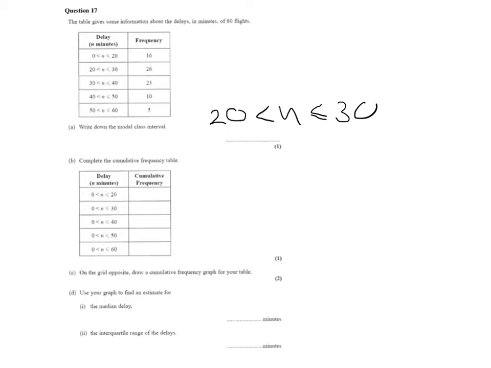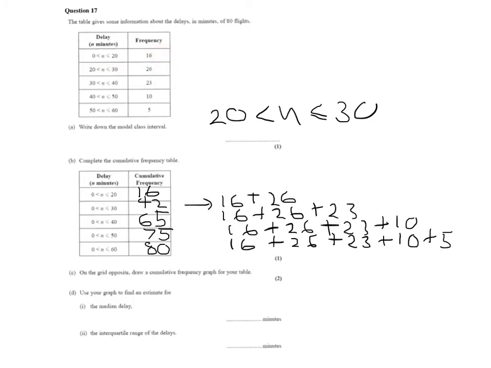Now on to the cumulative frequency table. So the first frequency will be the same, it's exactly the same interval. The next one though, we're going from 0 to 30, so that includes the 0 to 20, so it's 16 and 26, and so on. So we can see we get the 65 from adding the 16, 26 and 23, and I've listed the numbers that I've added so you're completely clear where these numbers have come from. And always check that the number at the end, 80, equals the total number that you had given in the information at the start.